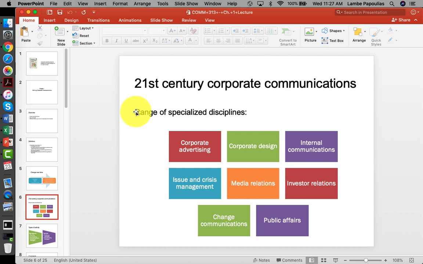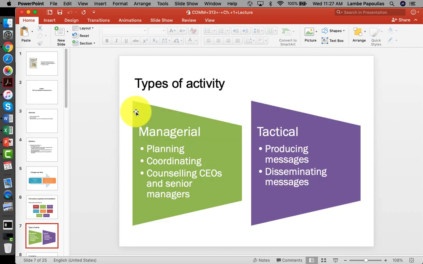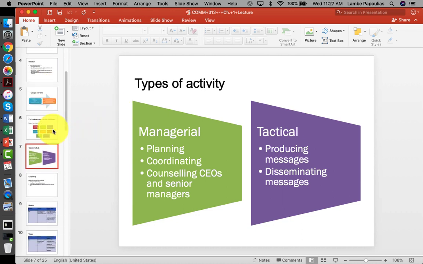So you can see there are a lot more variables in 21st century corporate communications compared to pre-1970. So you have types of activity. You have the managerial and the tactical types. The managerial is more for planning, coordinating, and counseling CEOs and senior managers. This is the managerial portion, where tactical is more about how we are going to communicate it, whether it's producing messages, how are we going to get these messages across? Are we going to create a press release? Are we posting something on social media? This is the tactical type of activity for corporate communications.